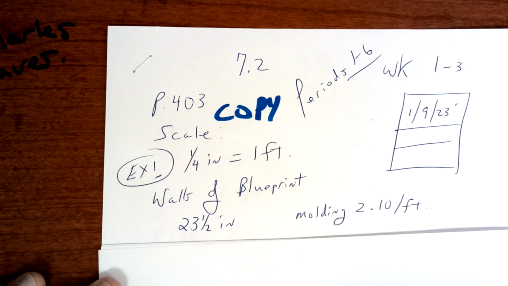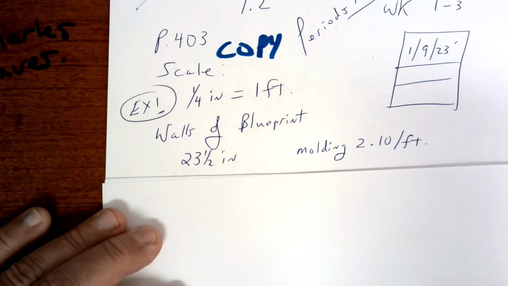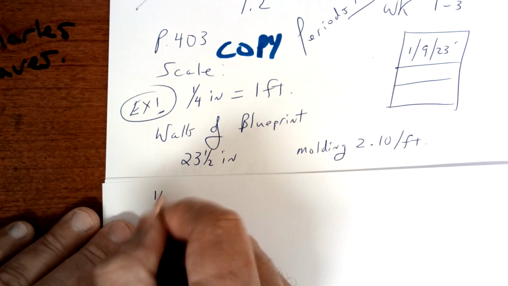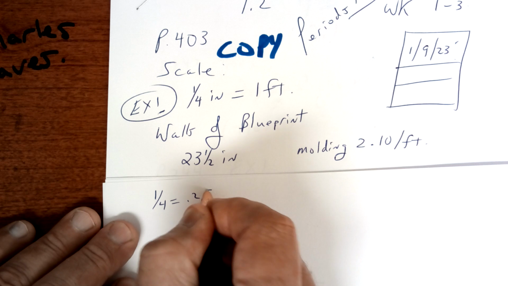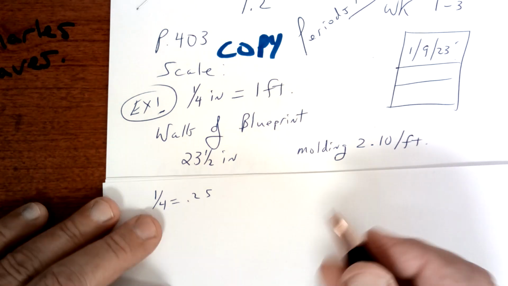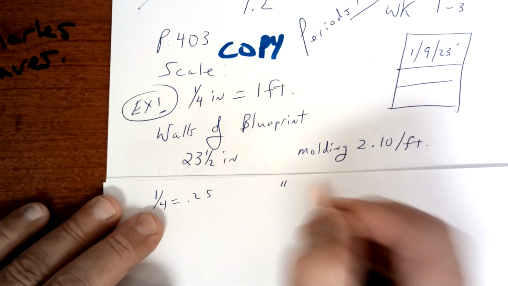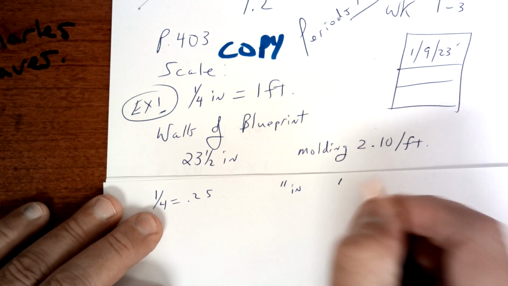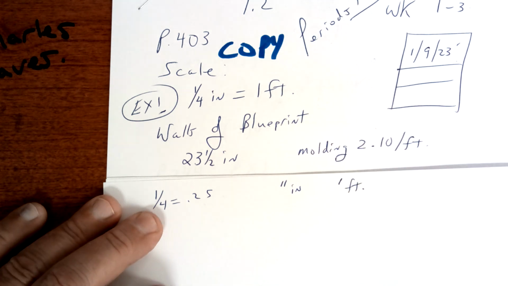On a blueprint, you have a scale factor, so 1/4 inch. So 1 divided by 4 is 0.25 inches. Okay, and by the way, you need to know that 2 marks represents an inch. 1 mark represents feet. Okay, so copy that down.